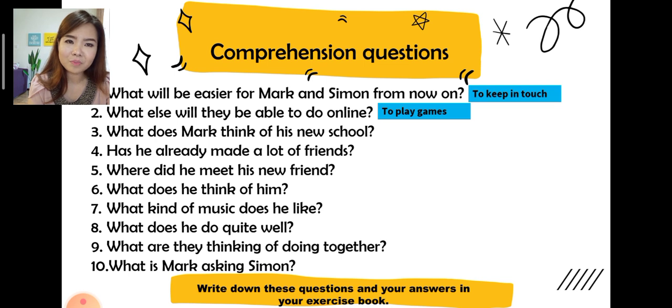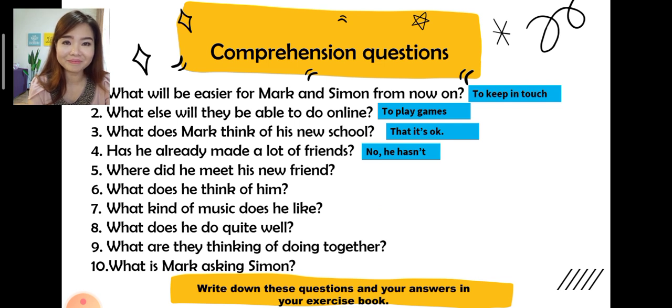Number 3, what does Mark think of his new school? Now, if you don't know the answer to this question, you can always refer back to the email. Right? What does Mark think of his new school? That it is okay. Number 4, has he already made a lot of friends? Do you think so? No, he hasn't. Number 5, where did he meet his new friend? In his science class.